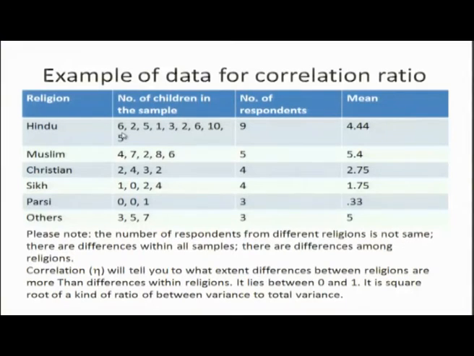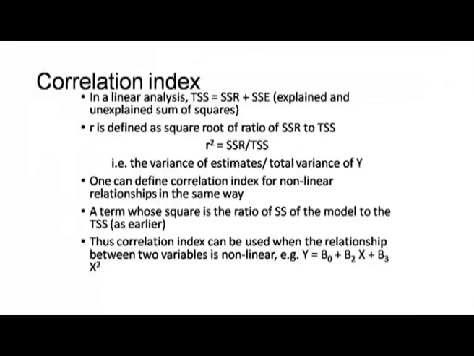and if you calculate the sum of squares separately, that will be y x bar minus y bar square, multiply that by the number of cases in the different categories, add, and divide by the total variance, you get the square of the correlation ratio.